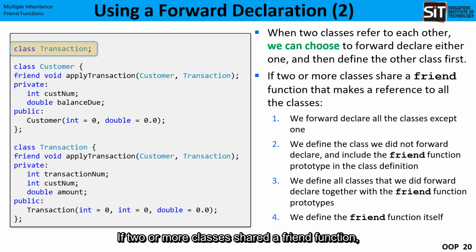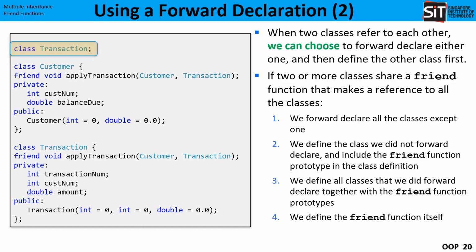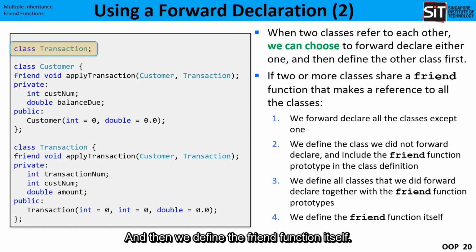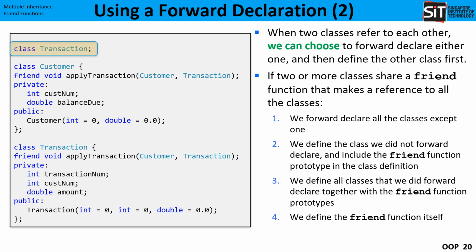If two or more classes share a friend function that makes a reference to all the classes, we forward declare all the classes except one. We define the class we did not forward declare and include the friend function prototype in the class definition. We define all classes that we did forward declare together with the friend function prototypes. And then we define the friend function itself. The steps shown, one to four, are based on good coding practice.